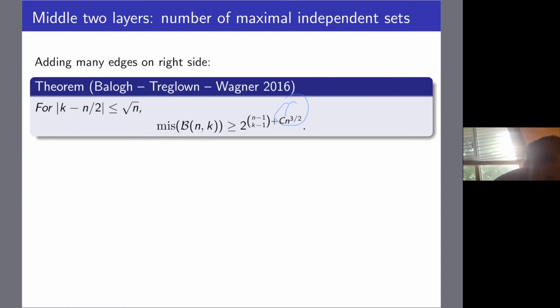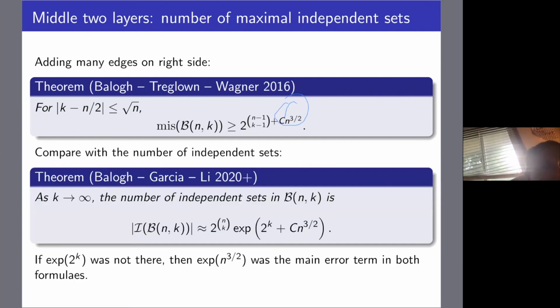We had this construction with Andrew Treglown and Adam Wagner, and actually for a while we were thinking that we made some error, but we couldn't improve it. And there was a strange thing that when we compared this formula with our new result, then this bound, this 2 to the n minus 1 choose k minus 1, is comparable to this 2 to the n choose k.